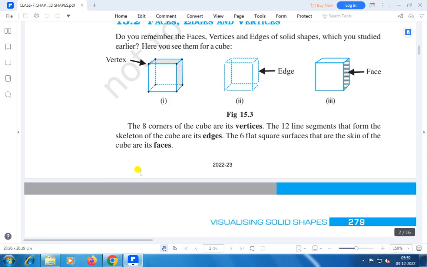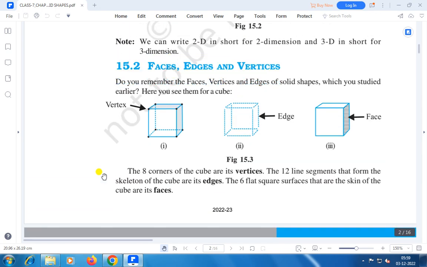Now we shall come across some definitions of faces, edges and vertices. Do you remember the faces, vertices and edges of some solid shapes which you studied earlier? Here you can see them for a cube. This is a vertex. At this point, this point, this point, these are vertices. This line is an edge, this line is an edge, and this is a face.